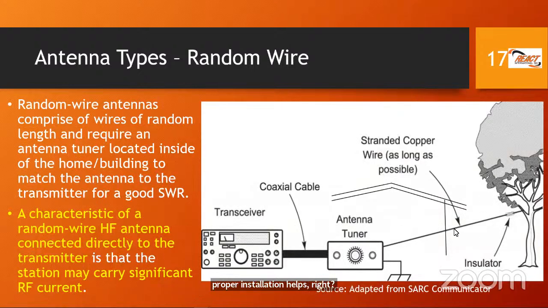If this is a very long wire, maybe it's 100 feet long for HF, and you have your antenna tuner, it will tune it. You may have that stray RF or RF current inside of your house or your shack. So this is the roof of your house and this is the wall. Inside of here, there may be that present, and that could potentially be a danger or a hazard. So you need to be mindful of that as an amateur radio operator.